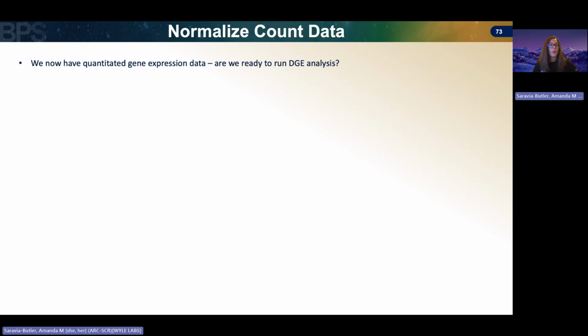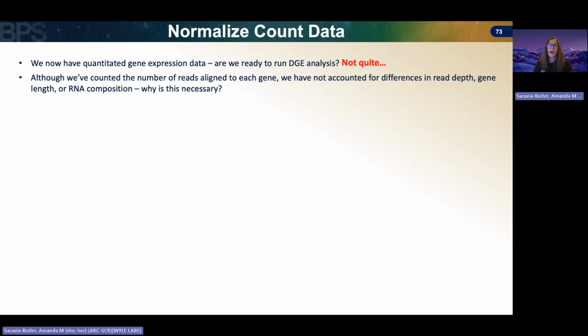So now that we have quantitative gene expression data, are we ready to run differential gene expression analysis? Not quite yet. Although we've counted the number of reads aligned to each gene, we haven't accounted for differences in read depth, gene length, or RNA composition. Just think about why this is necessary.